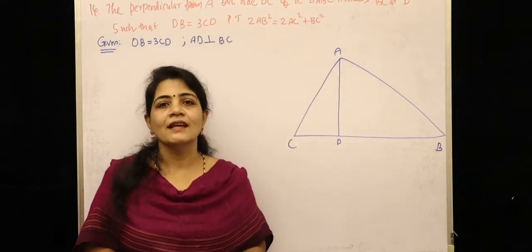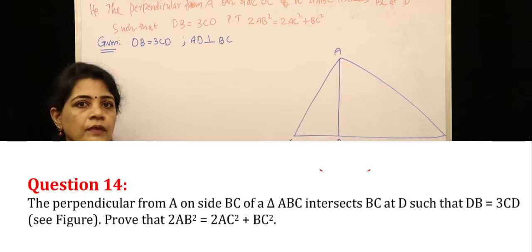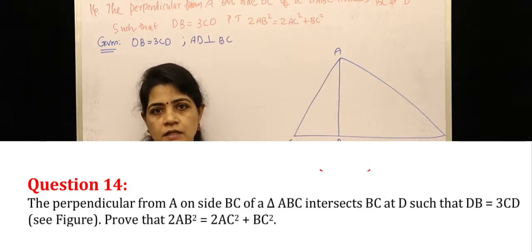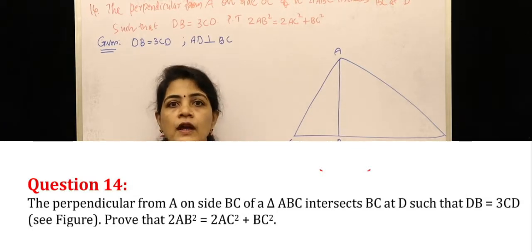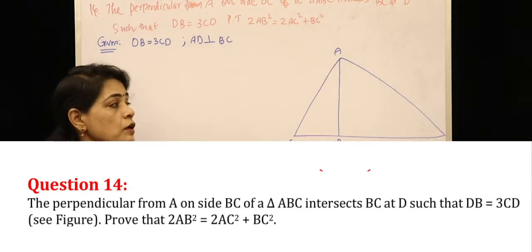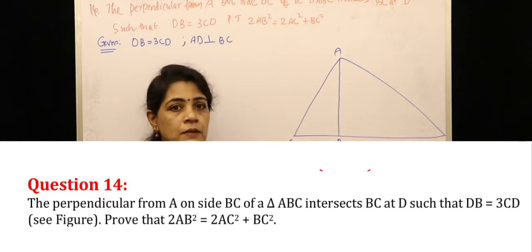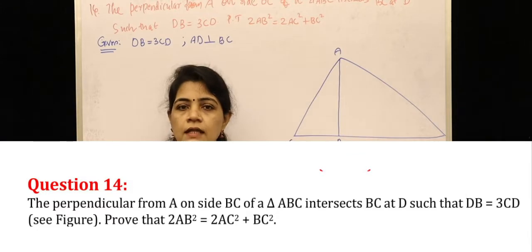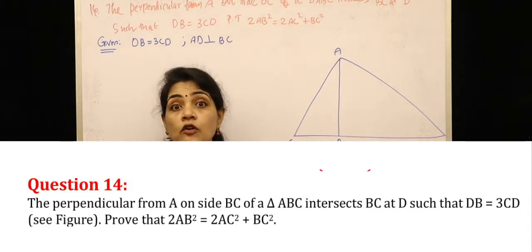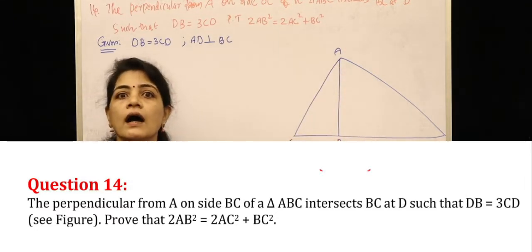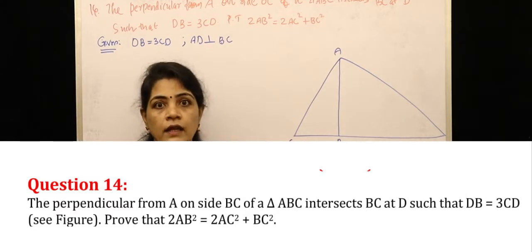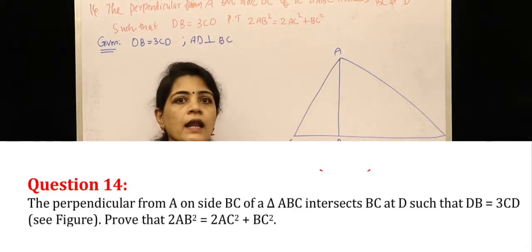Now the 14th question. Here a perpendicular from a vertex A of a triangle ABC intersects BC at D such that BD equals 3CD. We have to prove that 2AB square equals 2AC square plus BC square. That means we have to prove the answer in terms of the sides. See children, AB, AC and BC are the sides of this triangle. It is not given that it is an equilateral triangle. It is a triangle and from vertex A a perpendicular is drawn.